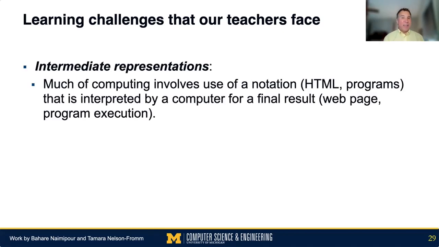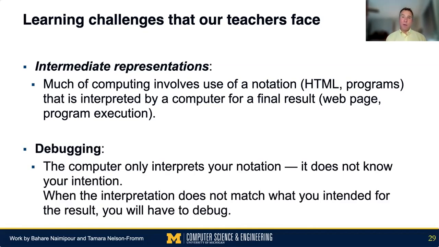The whole idea of an intermediate representation, that you type something in here, which doesn't look anything like the output, and then it gets transformed into the output by the computer, that is a novel idea for these teachers. They've never seen that before. And because there's an intermediate representation, sometimes the output is not what they want, and now they have to debug. Because either you specified your intention incorrectly or you didn't understand how the computer was going to transform these.